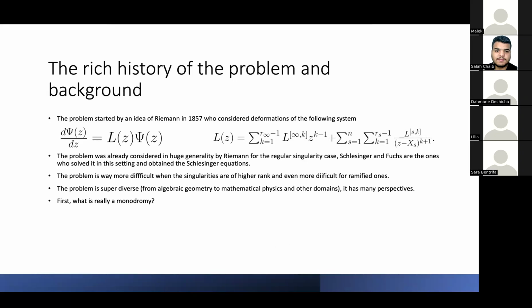The problem is super diverse because a lot of people worked on it from different perspectives. A lot of them are from algebraic geometry, from mathematical physics when it comes to applications, and a lot of others. But let me just say that the title that I used started immediately with isomonodromic deformations. So what is really isomonodromy? And what is really behind this? What is actually a monodromy? And how do I deform the system while keeping the monodromy preserved?